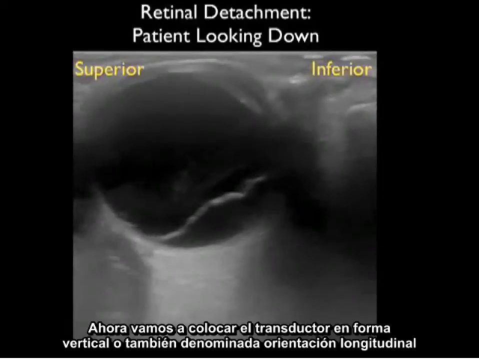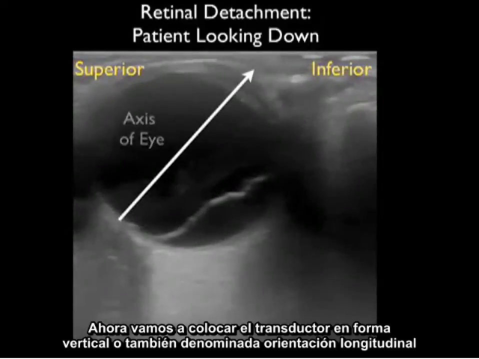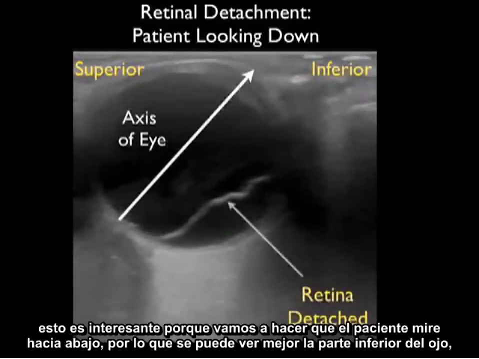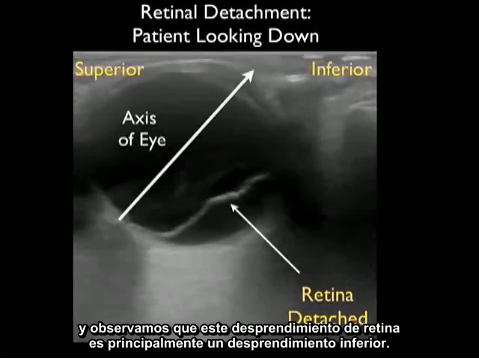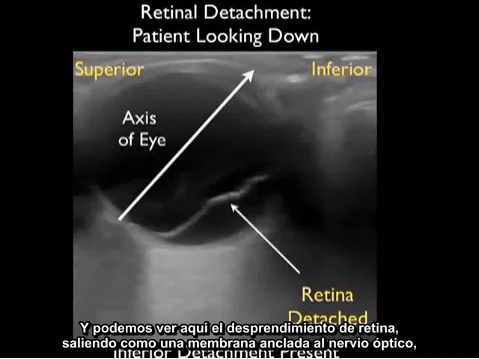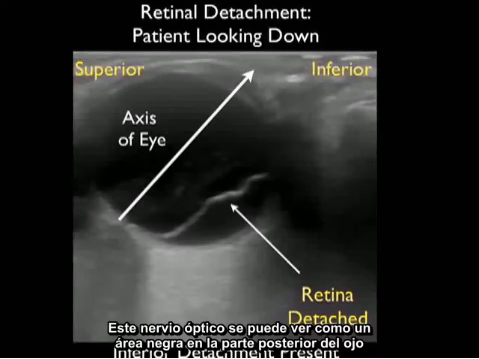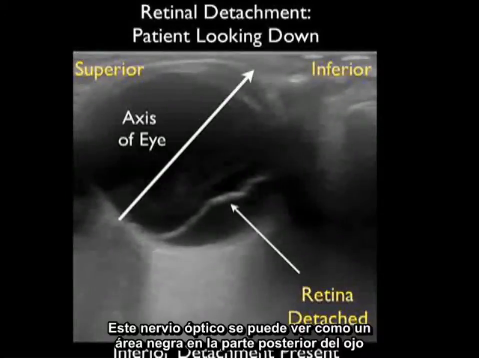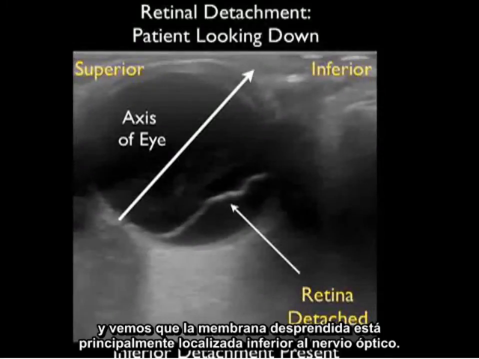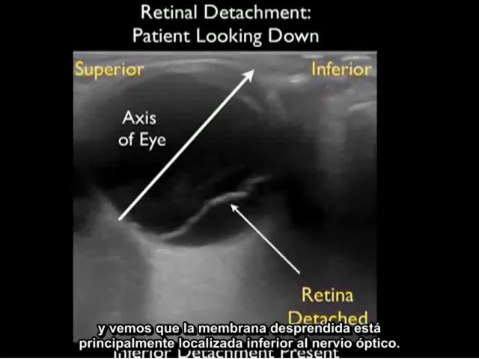Here we're going to now place the probe in a vertical up and down orientation, and what's interesting is now I have the patient looking down, so I can best see the inferior aspect of the eye, and we note that this retinal detachment is mainly an inferior detachment. And we can see here the detached retina coming off as a membrane that tethers in at the optic nerve, which we can see that black area coming into the back of the eye. And we can see the detached membrane is predominantly located inferior to the optic nerve.